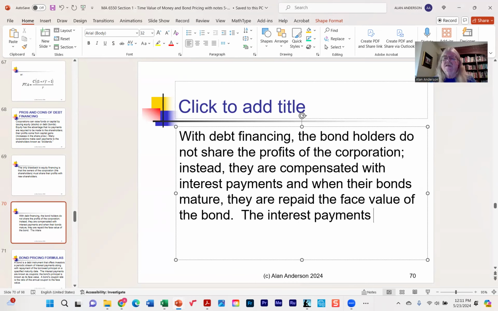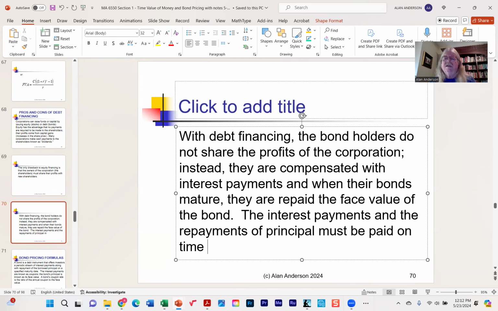Interest payments and the repayments of principal must be paid on time. Otherwise, bankruptcy can result. And in fact, many corporations have gone under because they couldn't pay their debts. That's usually when bankruptcy is declared, that's the reason, because they have too much debt.